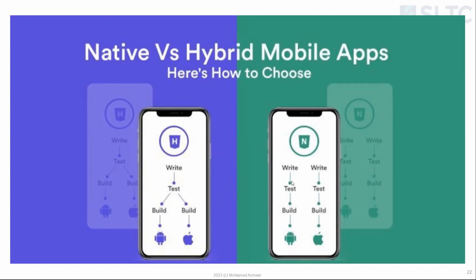Here, there is no this to this. So you have write, test, build, write, test, build. So you have a mechanism to develop native application, right? Unlike the hybrid version. But like I said earlier, you need two separate teams in order to do this.